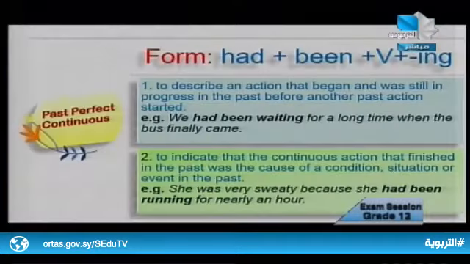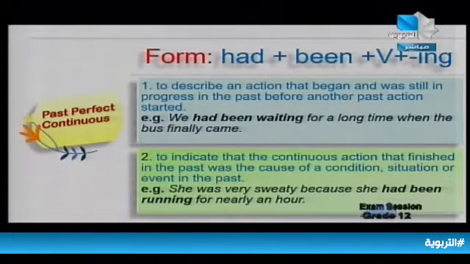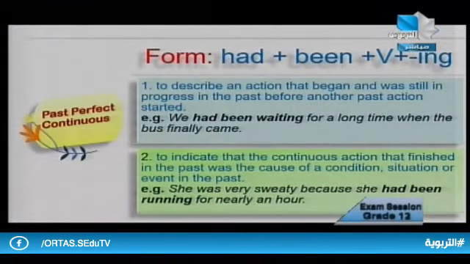Good. Number two, another use. The second use is to indicate that the continuous action that finished in the past was the cause of a condition, situation, or event in the past. She was very sweaty because she had been running for nearly an hour. So first of all, she had been running for nearly an hour, and then she became sweaty. That's it. Thank you very much.